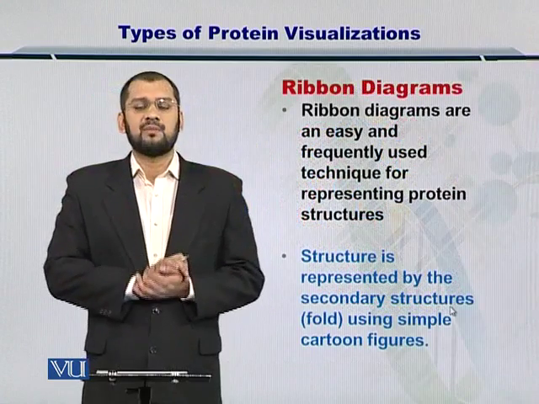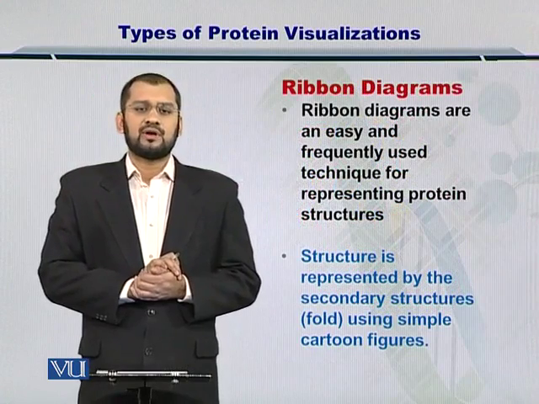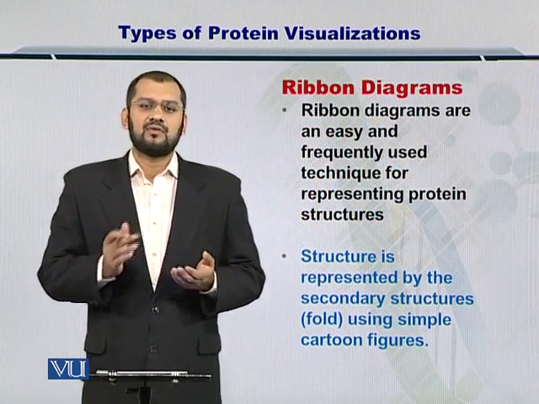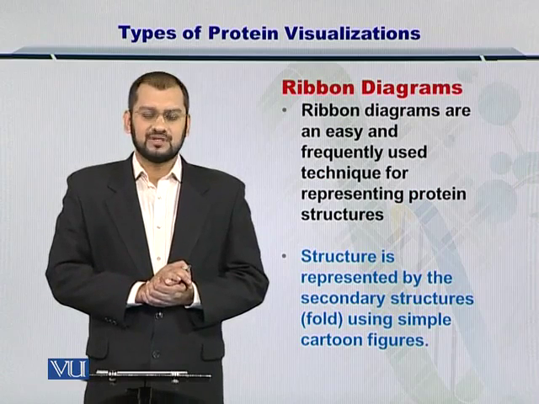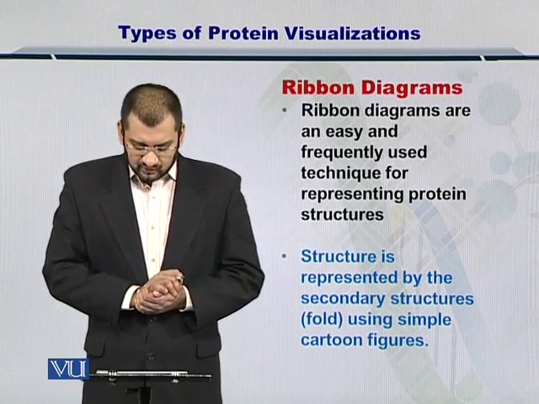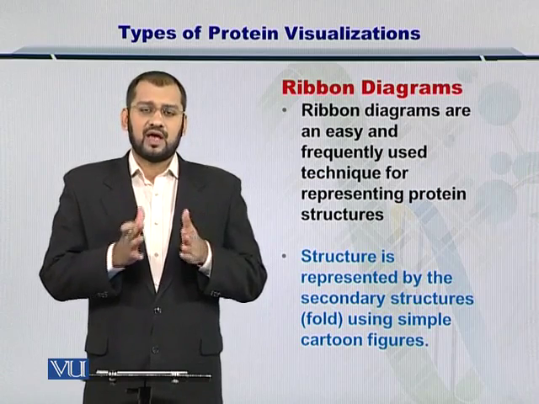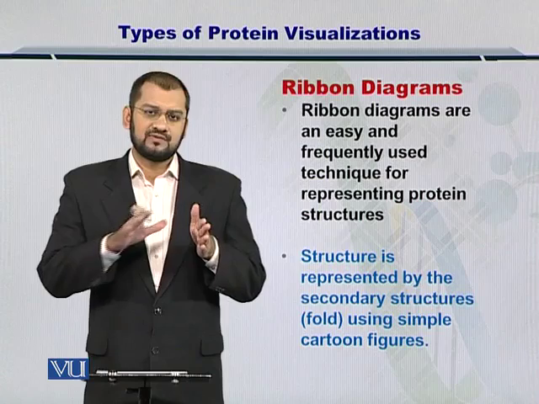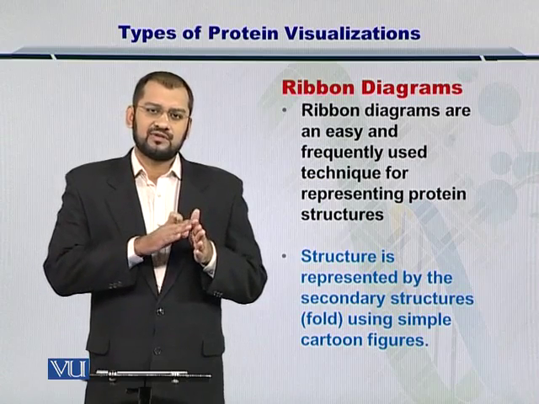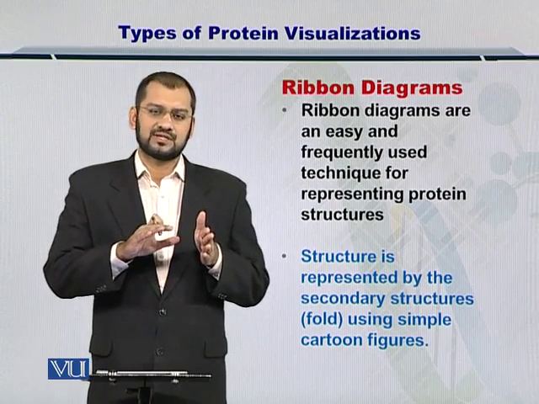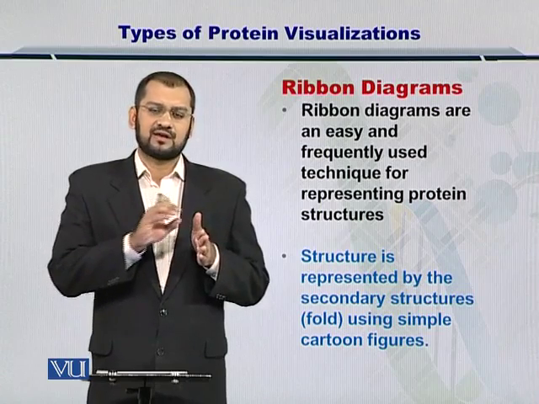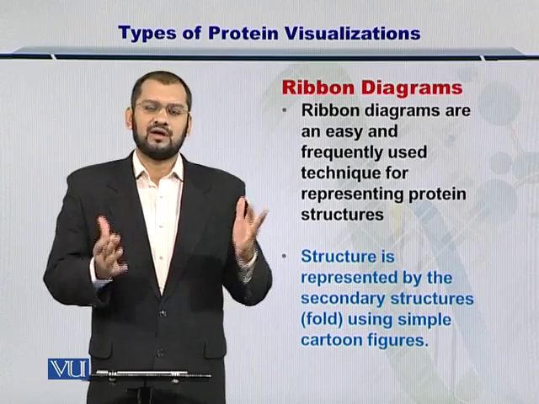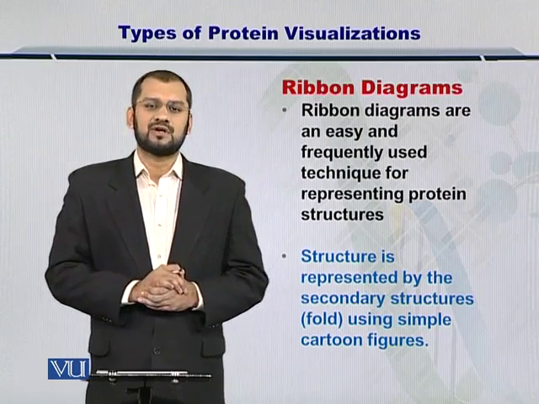Next, you have the ribbon diagram. The ribbon diagrams are a simplified representation and are very popular amongst bioinformaticians. The ribbons, as is obvious from the name, are simply the secondary structures that are present in the protein structure. So you represent each secondary structure by a ribbon, and these ribbons come together towards the overall protein structure.